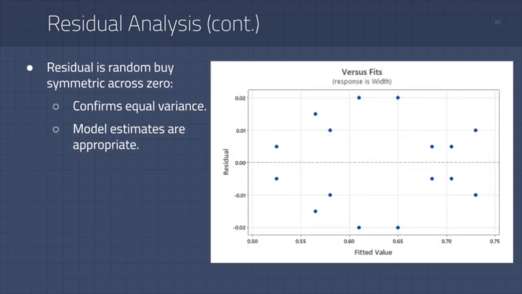A plot of residual versus fitted value was also produced to allow for a visual examination of equal variance. We can see that the residual is random but symmetric across the zero line. This confirms that we have equal variance and affirms our estimates are unbiased and consistent.